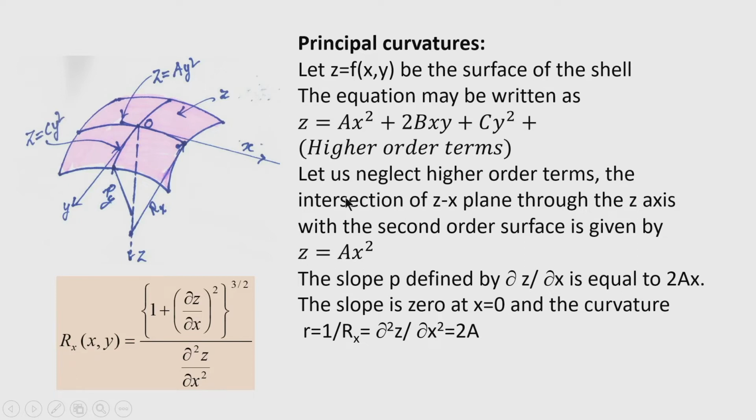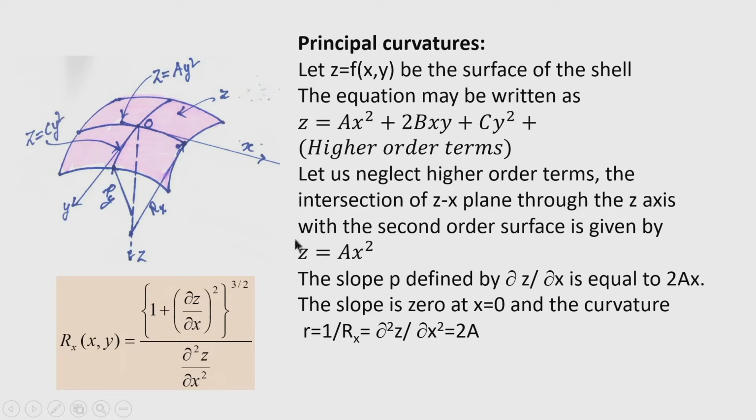Consider the intersection of the z x plane. What is the z x plane? In the z x plane, this is the x axis and this is the z axis. So, you can see that this plane is the z x plane and it intersects this surface. Now, in this z x plane, the y coordinate is 0. So, therefore, the equation of the surface is represented by z is equal to a x square if we consider only these quadratic forms.